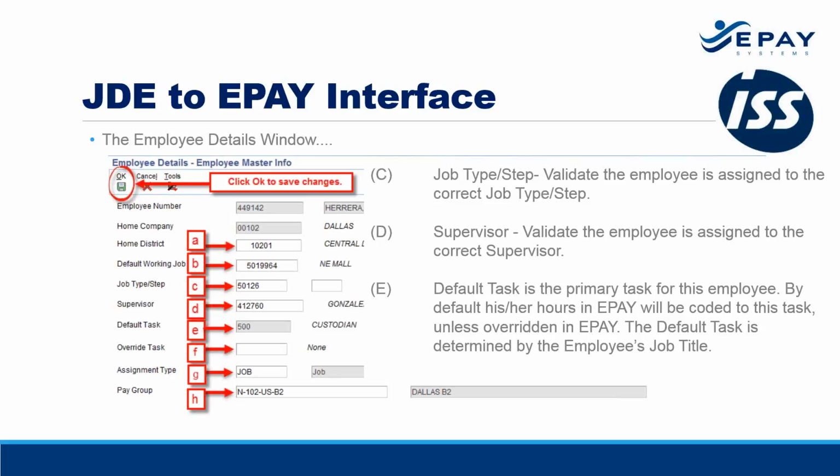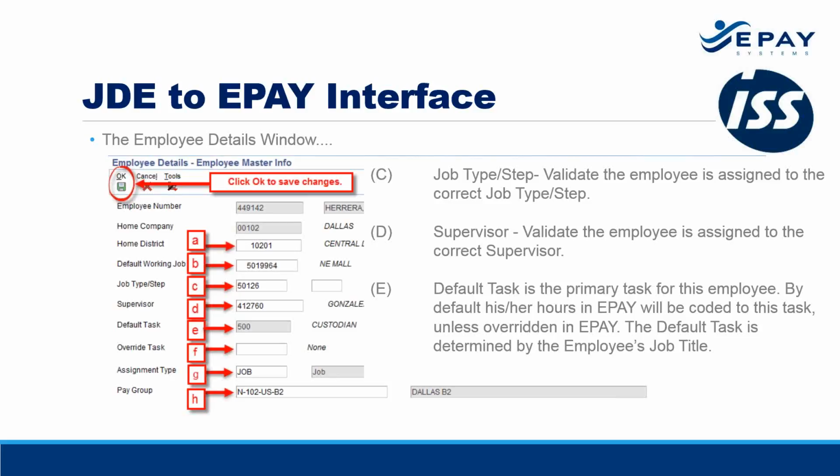Supervisor, just validate the supervisor field's filled in. That just lets you know this is the supervisor for that particular job. E, default task. Default task is the primary task for this employee. Now keep in mind that by default, his or her hours in ePay are coded to this task, unless you override it in ePay. So keep that in mind.